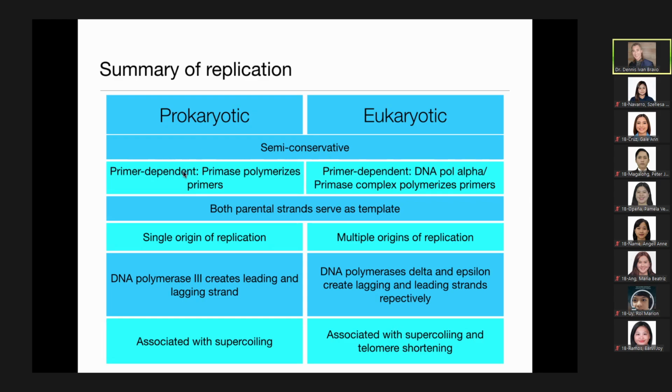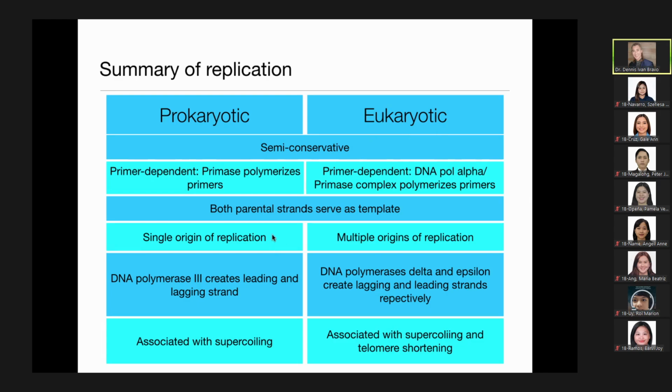Both are primer dependent, which means replication cannot be initiated without primers. But the primers in prokaryotes are synthesized by the enzyme primase, while in eukaryotes, primers are created by the complex of primase and DNA polymerase alpha. So both parental strands serve as template in both prokaryotes and eukaryotes.